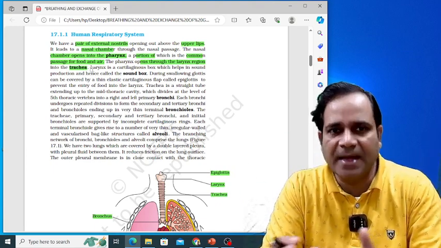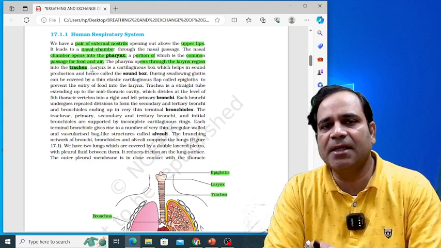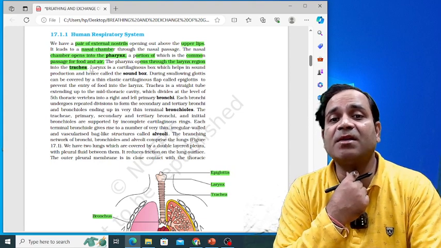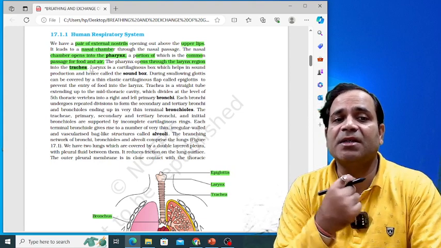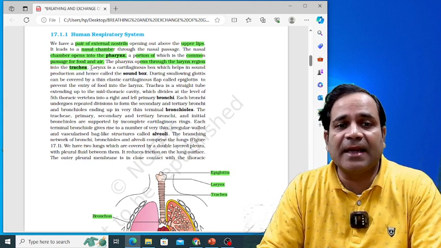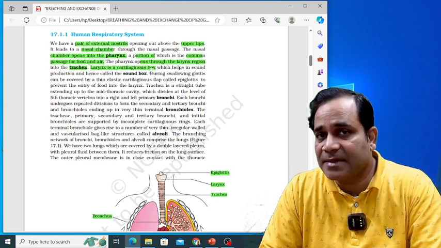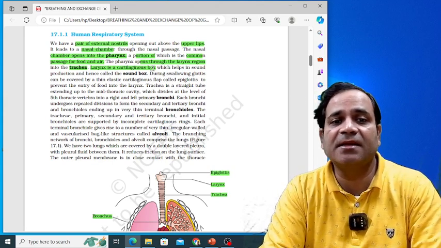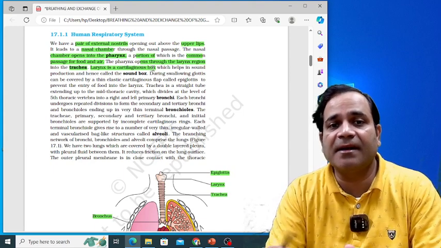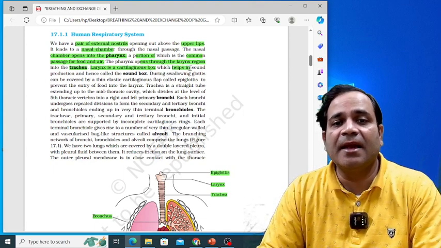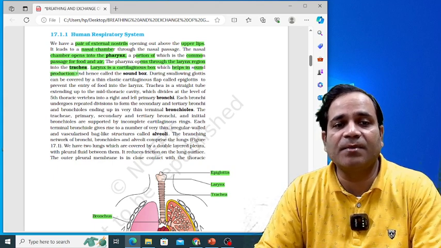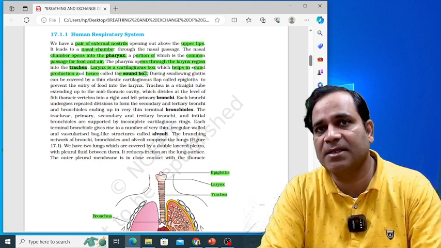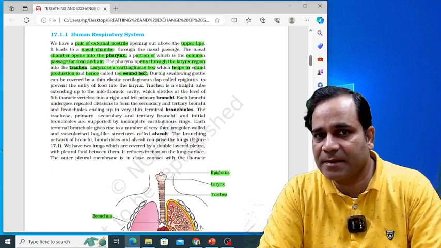Okay, first point. Now the second point: the pharynx opens through the larynx, which is also known as the voice box, my dear, and this voice box is the region leading into the trachea. Now this larynx is a cartilaginous box. If anybody asks you what the larynx is, you say it is a cartilaginous box which helps in sound production, and hence is called the sound box, my dear. Getting my point? This is the thing.